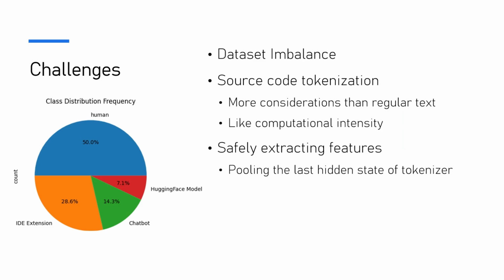But some of the challenges we faced were dataset imbalance, source code tokenization, and safely extracting the features. You just have to consider a lot more when you're processing source code rather than regular text, because with regular text you can remove certain tokens, but in code you need to consider everything.